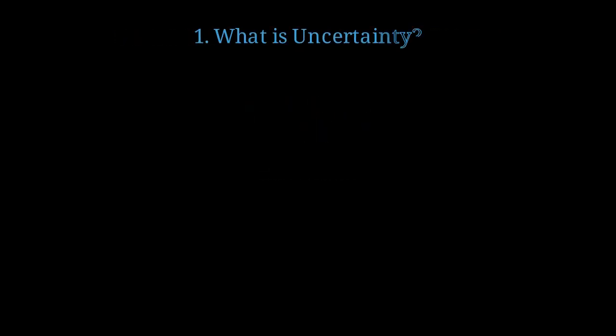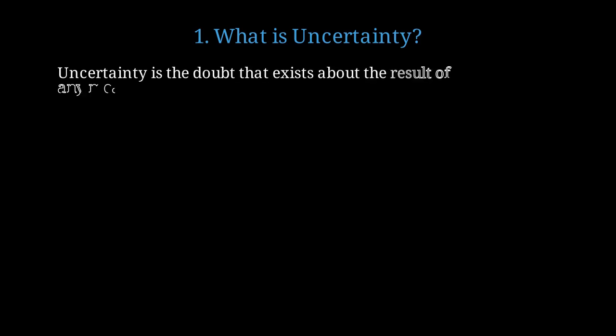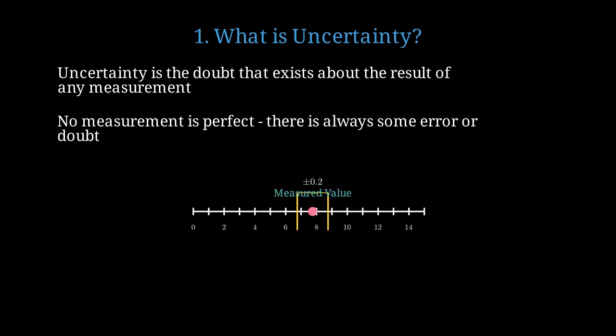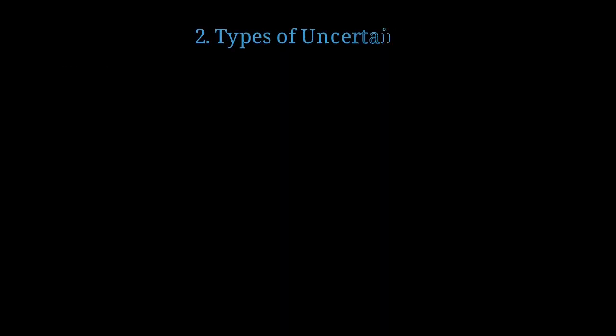First, let's understand what uncertainty means in experimental physics. Uncertainty is the doubt that exists about the result of any measurement we make in physics. No measurement can ever be perfectly accurate. There will always be some level of error or doubt. Here we measure a value of 6 units, but our uncertainty is plus or minus 0.2 units, shown by this range. There are two main types of uncertainties we need to understand.